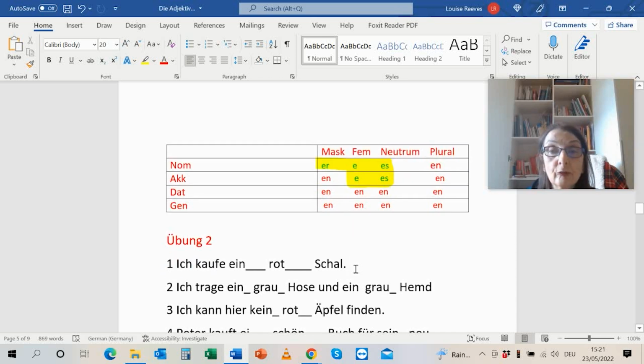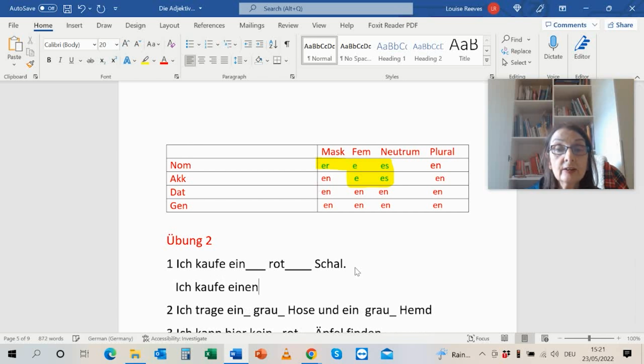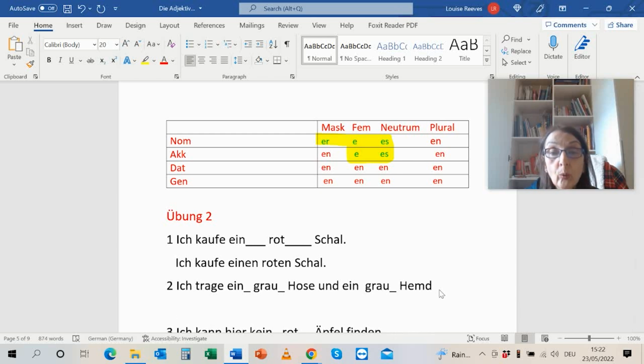Der Schal. So, ich kaufe einen roten Schal. I'm buying a red scarf. Masculine accusative, ending in en. Well, we have two things here. Ich trage, now Hose is feminine, Hemd is neuter. And what case have I got? Well, it's accusative. My nouns are singular and they're both in the accusative. So then I would attack it: ich trage eine graue Hose und ein graues Hemd.